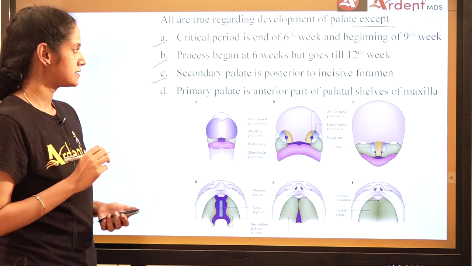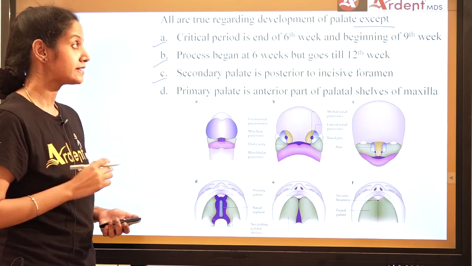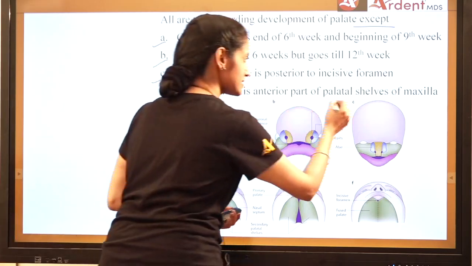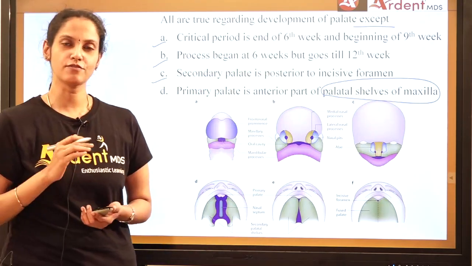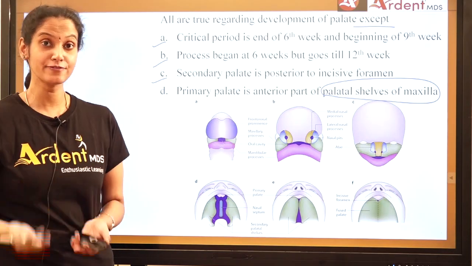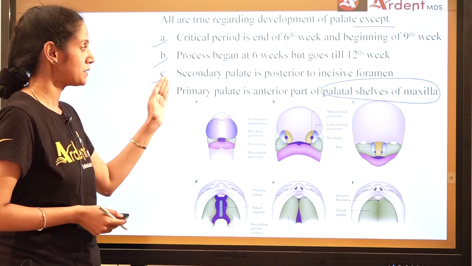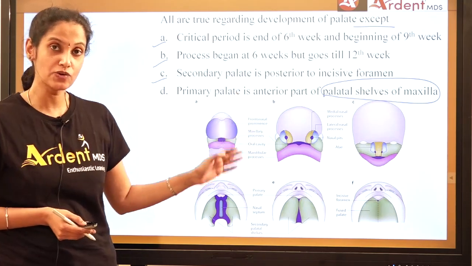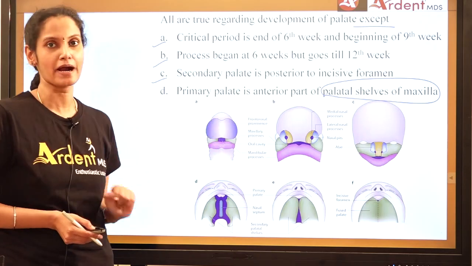The primary palate is the anterior part, till here it's fine, of the palatine shelves of the maxilla. So the error lies in this phrase. We know that the palatal shelves of the maxilla are a completely different anatomical structure, right? So primary palate is different, and palatal shelves of the maxilla we know are involved in the development of the secondary palate, not the primary palate.